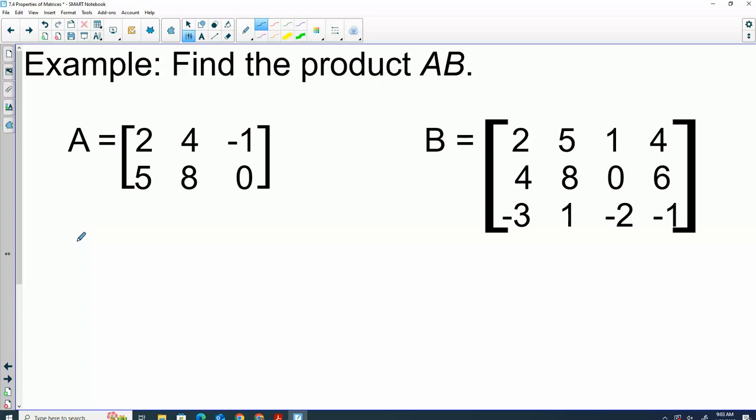So first we do our size. The size of matrix A, how many rows do we have? 2. And then 3 columns. It's a 2 by 3. Matrix B, what size is this? 3 by 4. These middle numbers are the same, so we can multiply them. My answer will be 2 by 4. So it will have 2 rows, 4 columns.